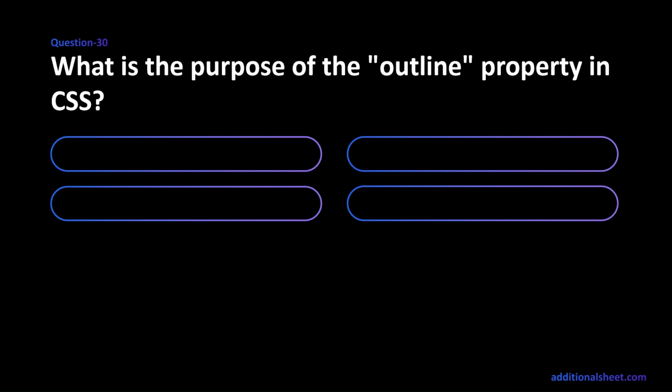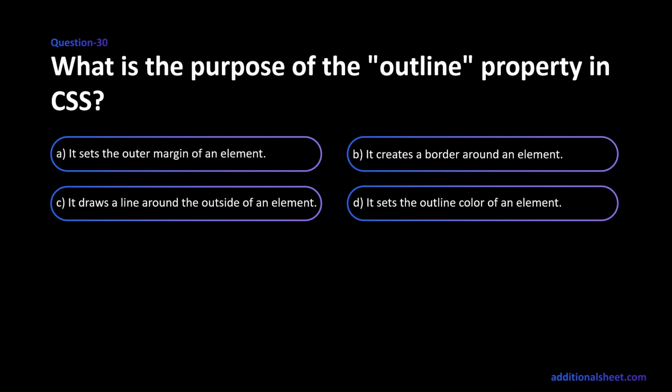Q30. What is the purpose of the outline property in CSS? Options are: A. It sets the outer margin of an element. B. It creates a border around an element. C. It draws a line around the outside of an element. D. It sets the outline color of an element.